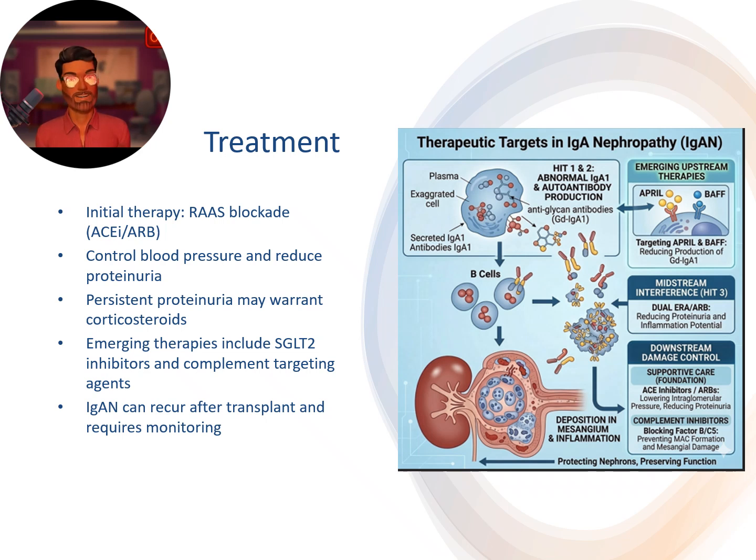And in this case, we can target the hits with APRIL and BAFF inhibitors, which reduce production of the galactose-deficient IgA1. There's also other medications that reduce inflammation potential in the midstream and then downstream, like we talked about, the ACE inhibitors, as well as a couple of other factors inhibitors, which may help decrease mesangial damage. But again, don't forget that the serum complements are normal.